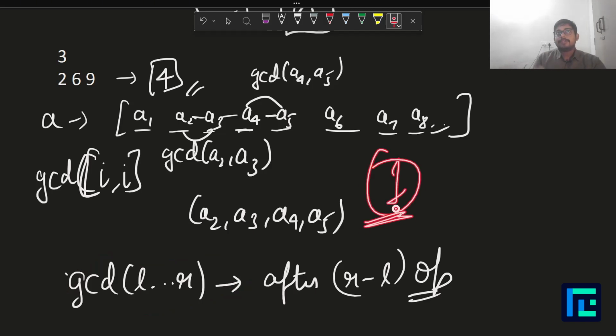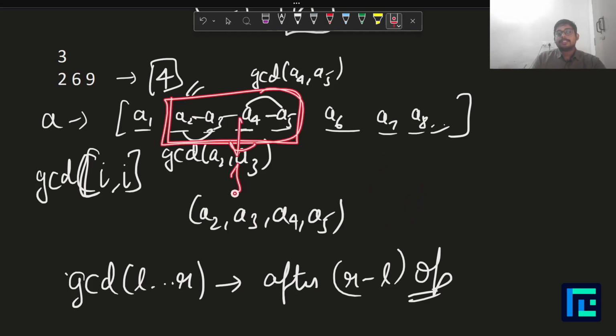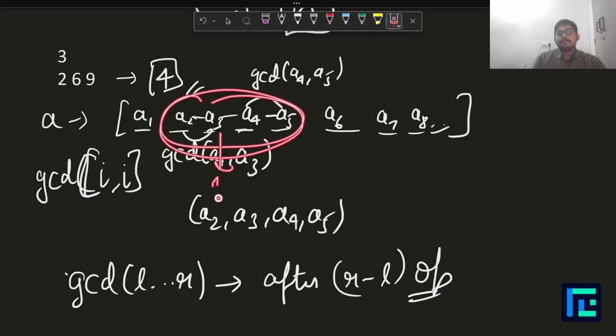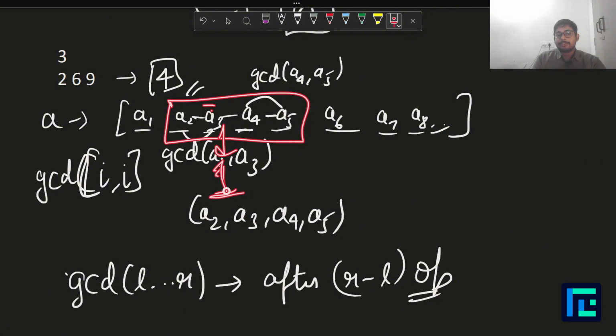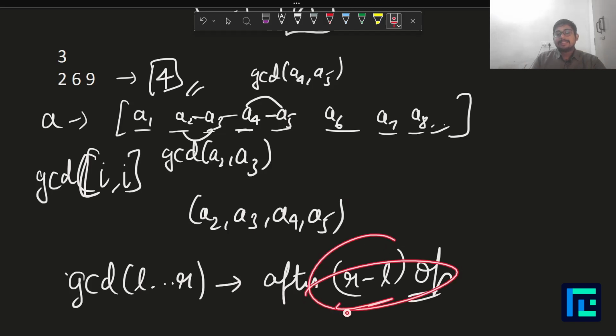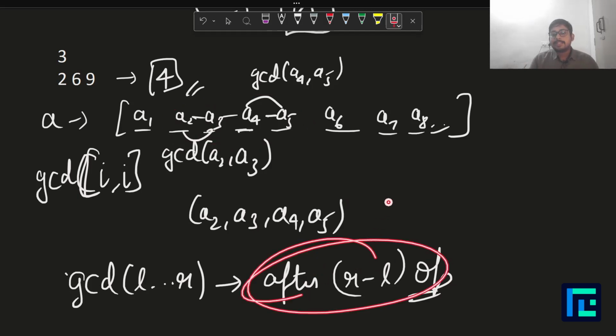So how can you get a 1 in the minimum number of operations? If you can somehow find the minimum size of a range that gives a GCD of 1, then you can finally calculate your answer. If you are saying that these four numbers combined give you a GCD of 1, and there is no other range of size less than 4 which gives a GCD of 1 in this array, then at least these three operations would be required to get a single one.